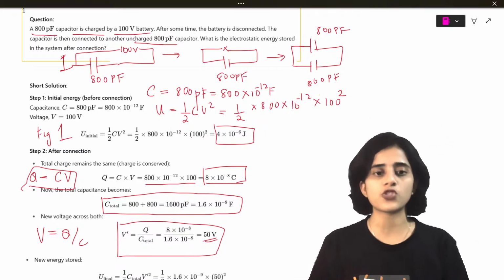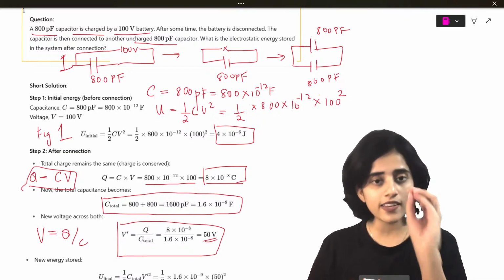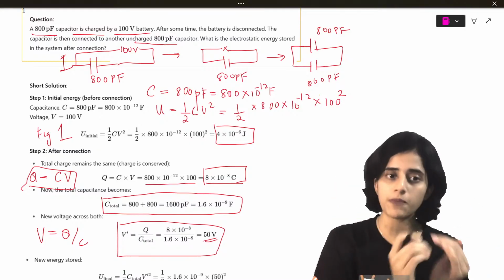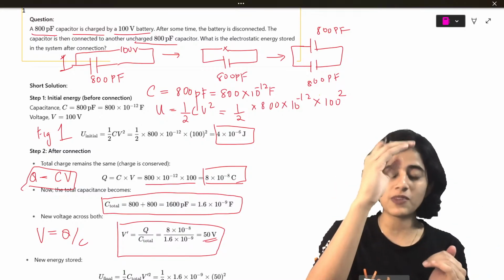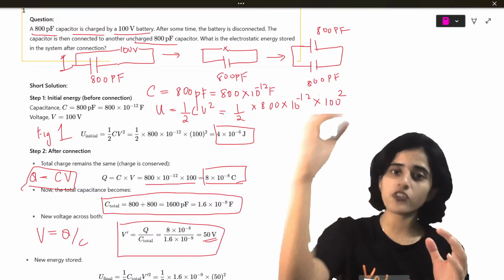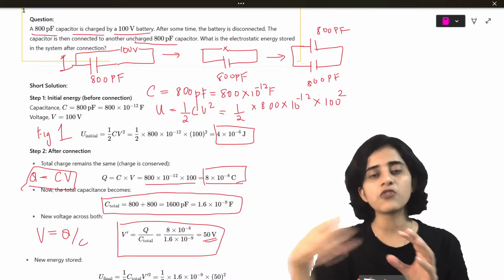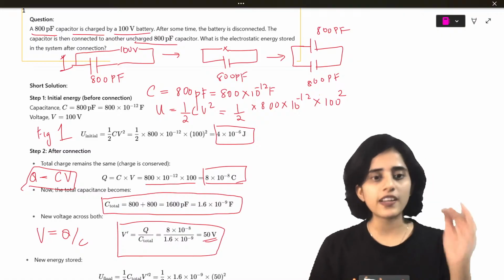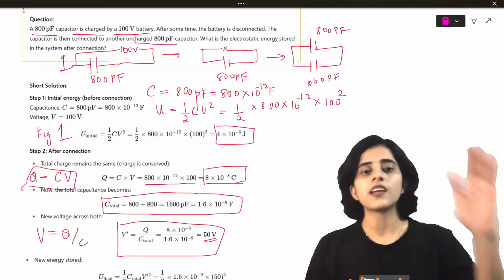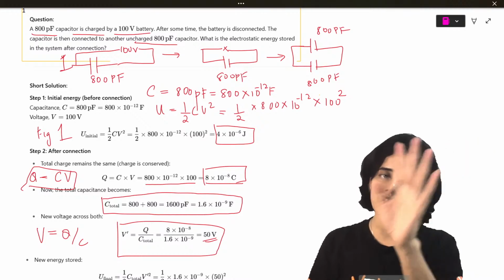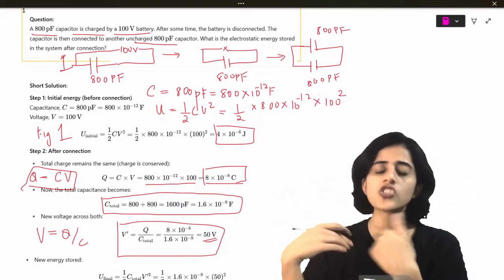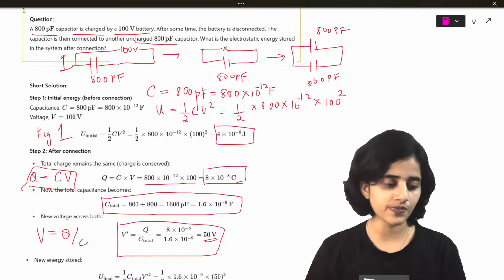It's 2 into 10 raised to minus 6. Students, if you understand this problem, it's not complicated. So first, you have a capacitor, you have a battery. And then you remove the battery, you put another capacitor. You have to find out the total energy in the final, third figure. So you find out the energy in the first figure. Then you find out the charge, which is going to be same in all 3. Then you find out the total capacitance, total voltage, and the total energy.